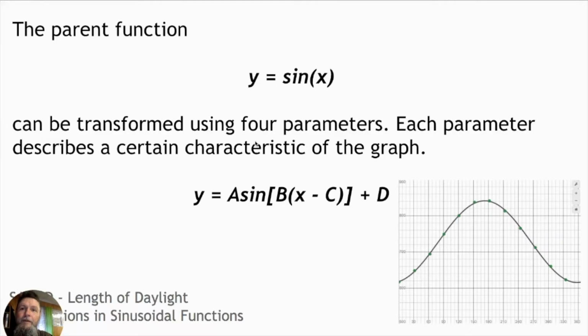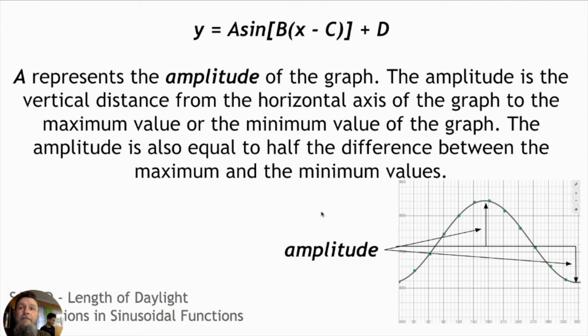The parent function y equals sine x can be transformed using four parameters. Each parameter describes a certain characteristic of the graph, the sine wave graph. Y equals a sine times the quantity b times the quantity x minus c, quantity closed, plus d. All right, so let's look at that.